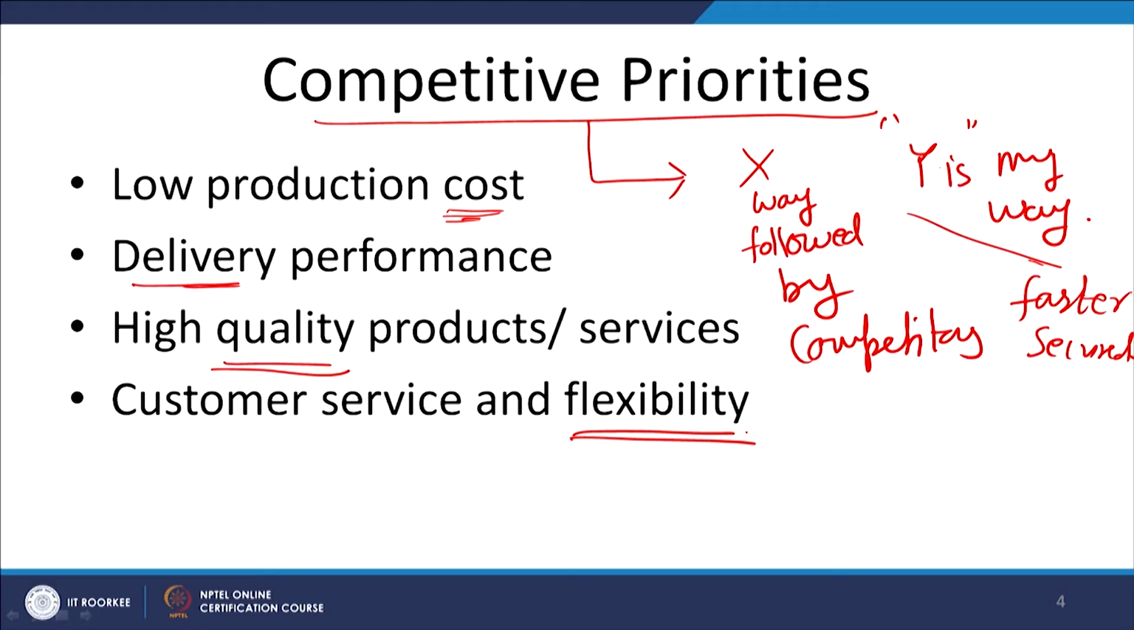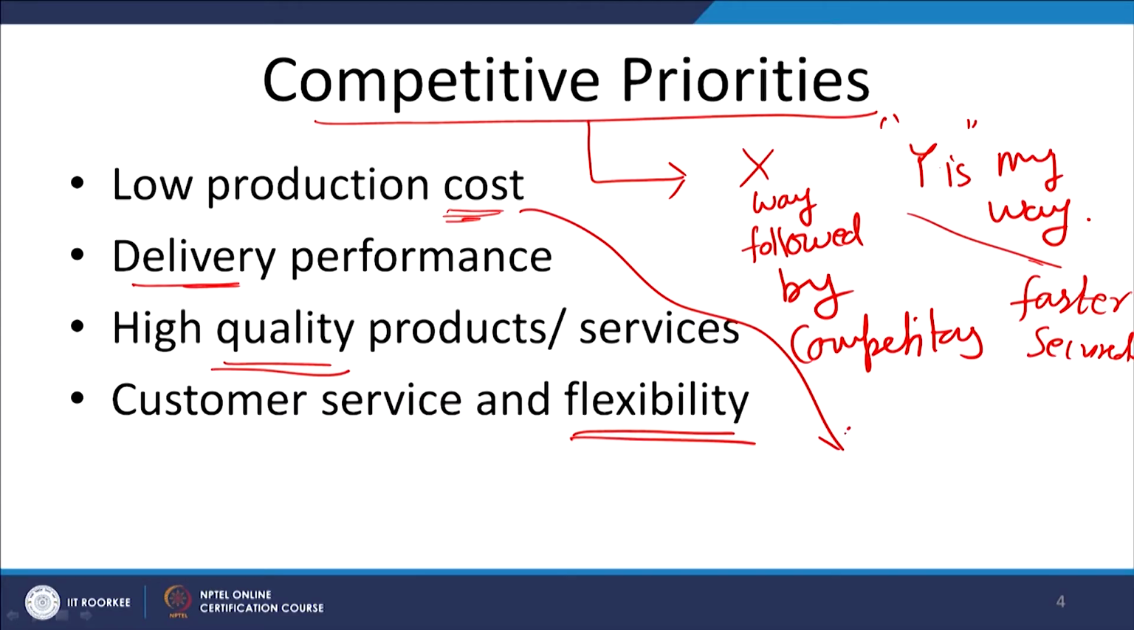So nowadays we require competitive priorities related to low production cost, delivery performance, high quality products and services, and then customer service and flexibility. When you see how, over a period of time, different organizations exploited these competitive priorities, then probably this concept will be more clear to you.